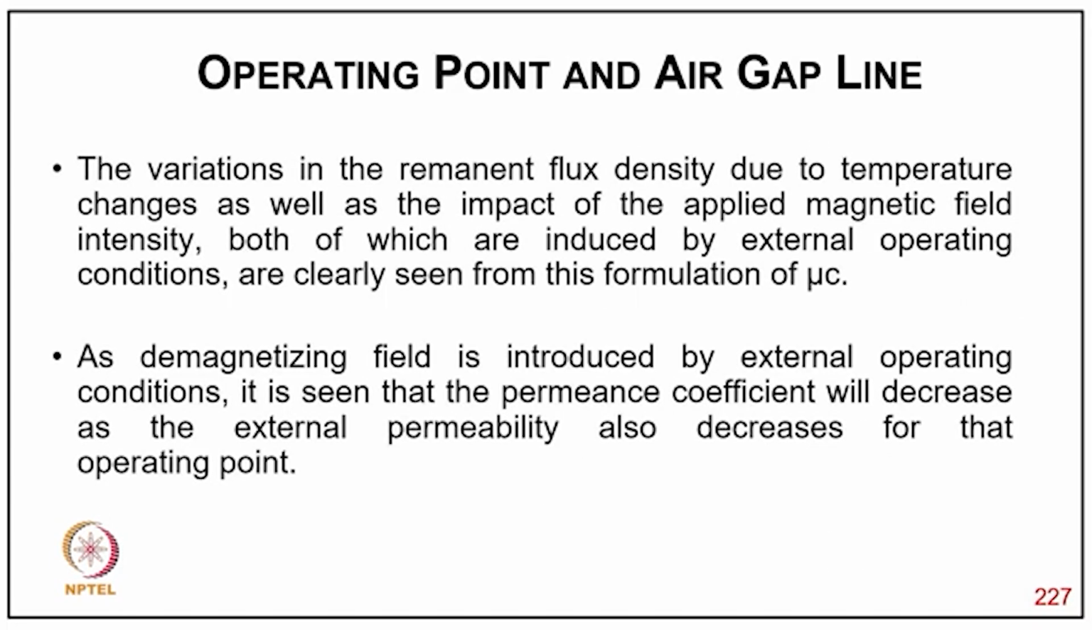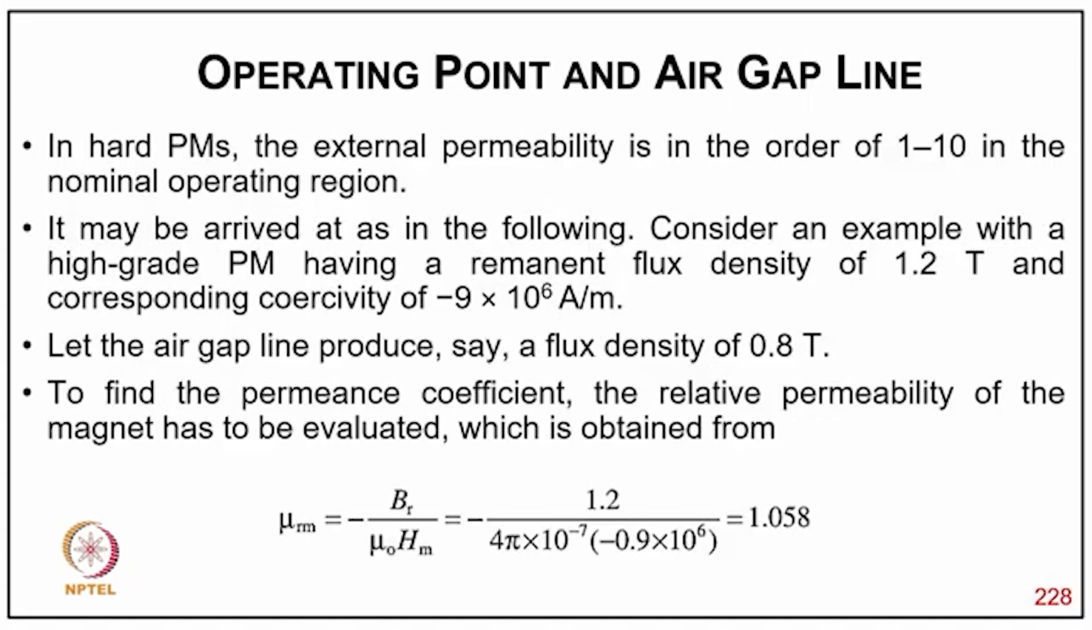So, the variation in the remnant flux density due to temperature changes, as well as the impact of the applied magnetic field intensity, both of which are induced by the external operating conditions, are clearly seen in this formulation of mu c. As a demagnetizing field is introduced by external operating conditions, the permeance coefficient will decrease as the external permeability also decreases from that operating point. In hard permanent magnets, the external permeability is in the order of 1 to 10 in the normal operating region, and it may be derived as in the following.